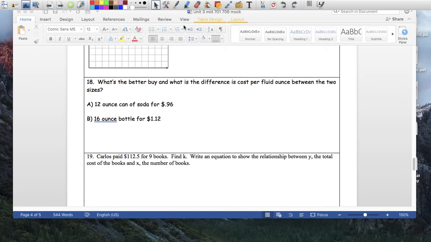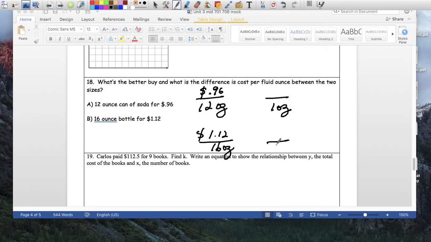What's a better buy and what's the difference between the fluid ounces between the two sizes? The first one is 96 cents, 0.96, for a 12-ounce can. The second one is $1.12 and you get 16 ounces. So let's find the unit rate: 1 ounce over here, 1 ounce over here. On the top, we divide by 12 and divide by 12. 96 cents divided by 12 ounces.